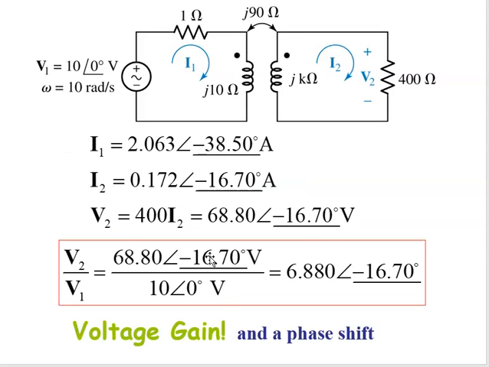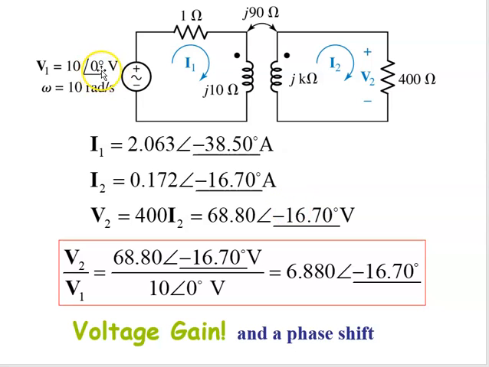But if we look at the voltages, what's V2? V2 is I2 times 400 ohms. So our V2 has increased from V1 by about 6.8 times, approximately 6.9 times. But there's also a phase shift.